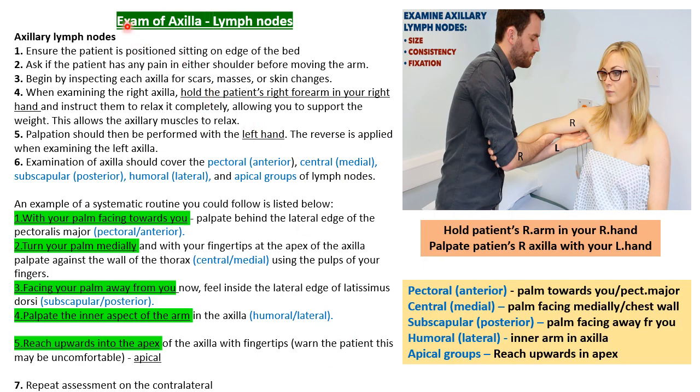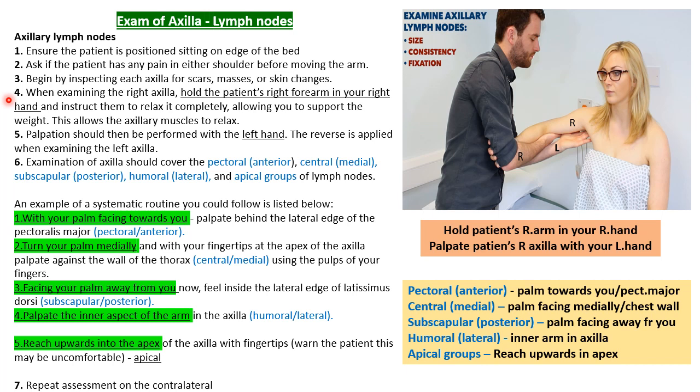Okay, next, after examining the breast, the other important thing in breast lumps is to examine the axilla for lymph nodes. Ensure the patient is positioned well. The best position is the patient sitting on the edge of the bed, and you stand in front of the patient. Ask if the patient has any pain in either shoulder before moving the arm. Begin by inspecting each axilla for scars, masses or skin changes.